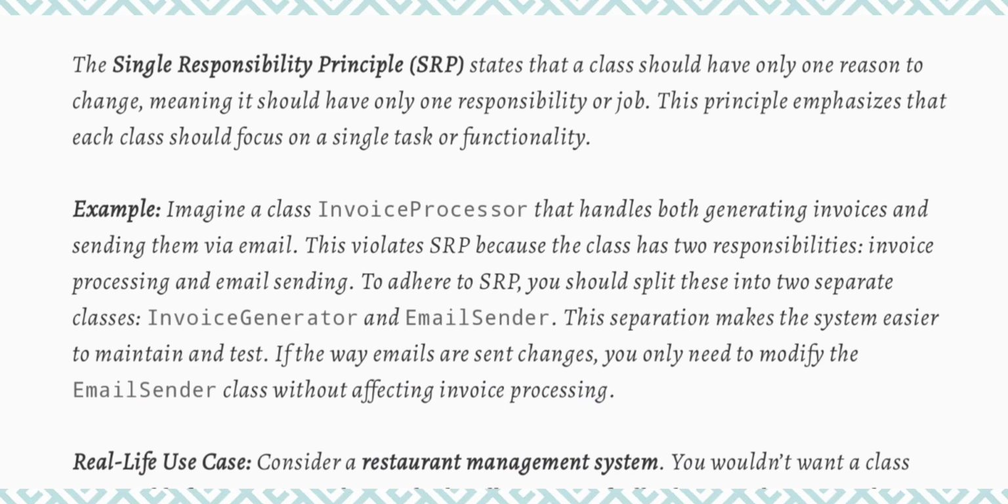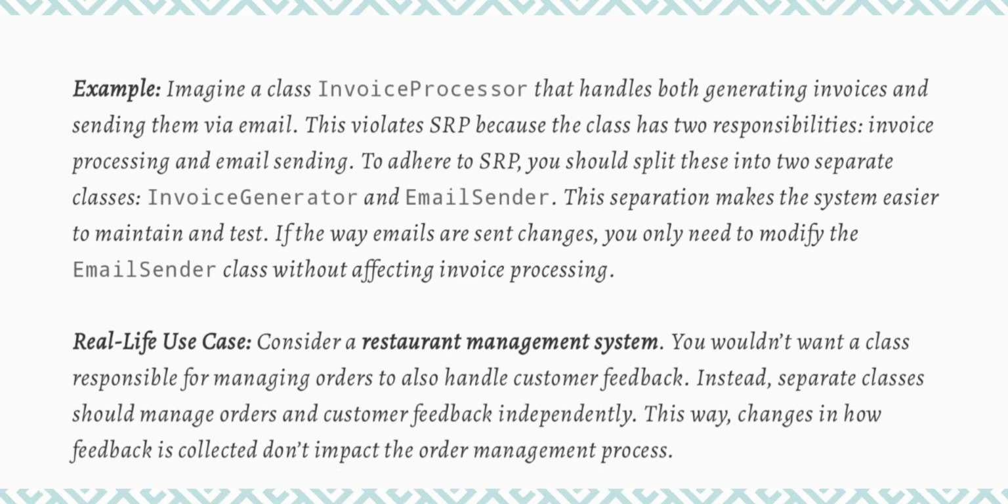Example: imagine a class InvoiceProcessor that handles both generating invoices and sending them via email. This violates SRP because the class has 2 responsibilities: invoice processing and email sending. To adhere to SRP, you should split these into 2 separate classes: InvoiceGenerator and EmailSender. This separation makes the system easier to maintain and test. If the way emails are sent changes, you only need to modify the EmailSender class without affecting invoice processing.